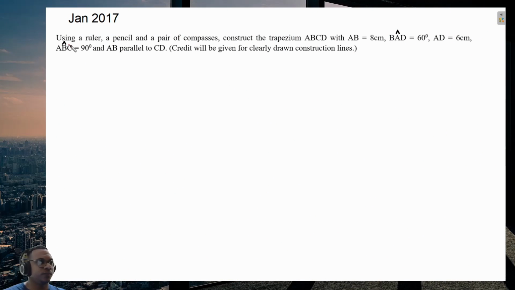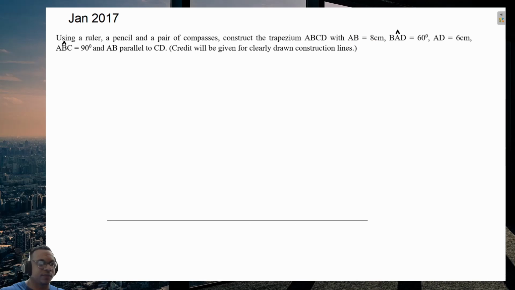In this question, we are using a ruler, a pencil, and a pair of compasses to construct the trapezium ABCD. We have the line segment AB being 8 centimeters, the angle BAD, so the angle at A is 60 degrees, the line segment AD is 6 centimeters. We also have the angle ABC being 90 degrees, so that's the angle at B is 90 degrees, and we have AB is parallel to CD. So first we'll start by drawing the line segment AB being 8 centimeters long.